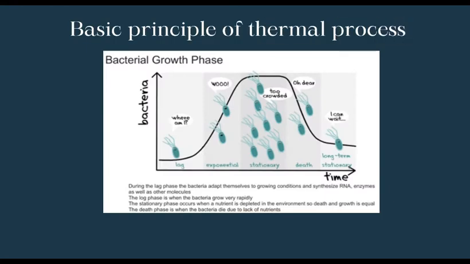So to understand the basic principle of the thermal process, first and foremost, we have to know the optimum time to start the thermal process. So let us look into the bacterial growth phase. There are almost 5 growth phases here. The best time to start the thermal process is in between the exponential growth phase and the stationary growth phase, which is known as the late log phase. This is because this is the time where the microorganisms are in the healthiest phase and the optical density is the highest.